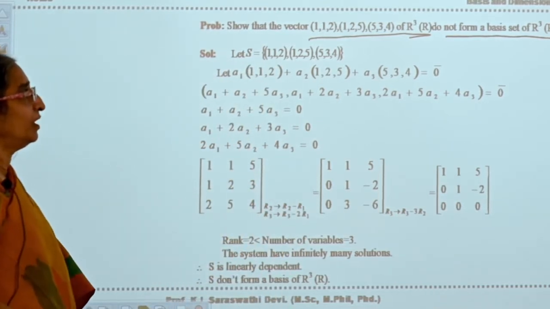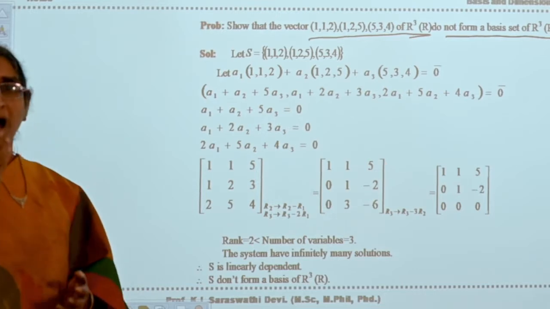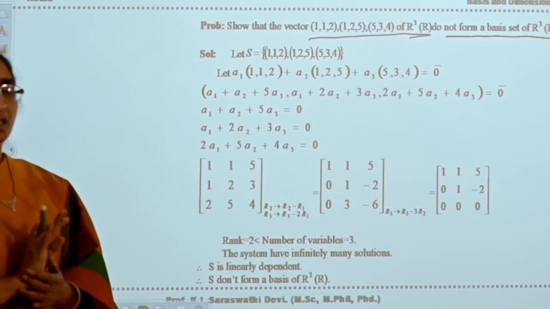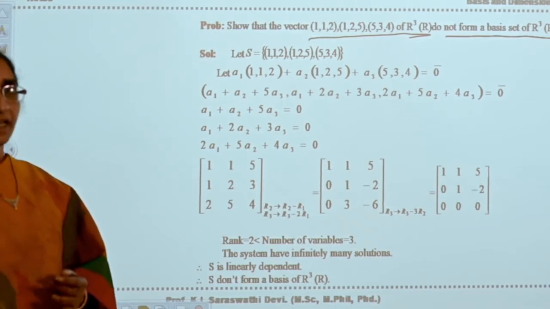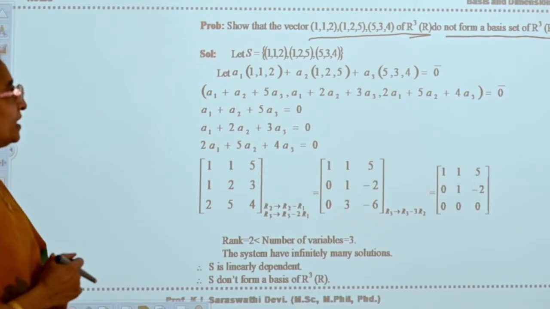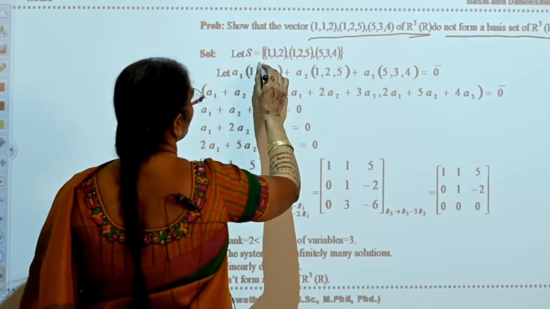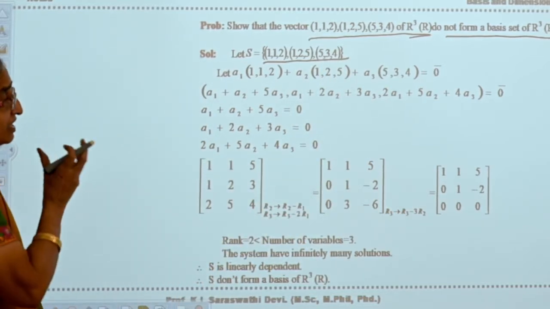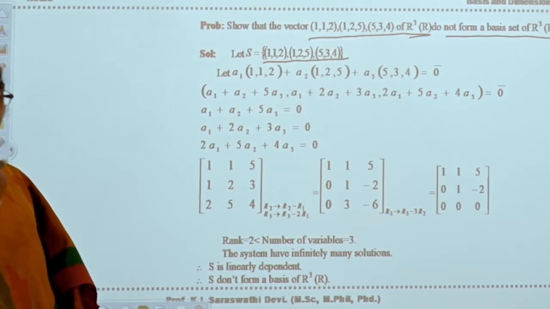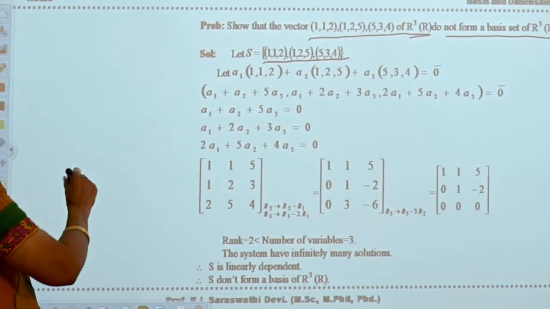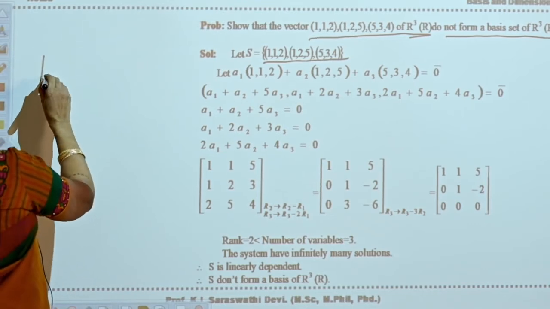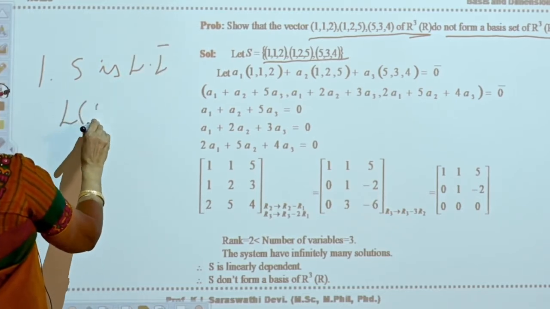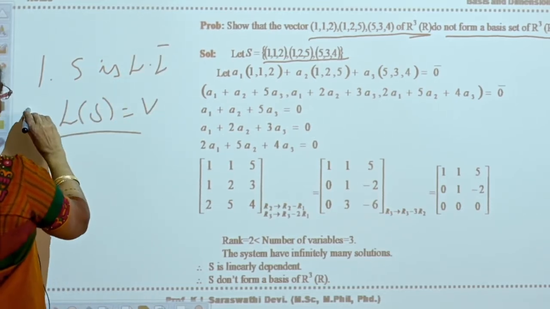See here also, the three vectors are from R3 of R. R3 of R means it is a vector space whose dimension is 3 and it is defined over the field of real numbers. Now you have taken the set S equal to 1 1 2, 1 2 5, 5 3 4. Now, to show this is not a basis, suppose it is a basis, you have to prove S is linearly independent and L of S is equal to V. These two things you have to prove actually.